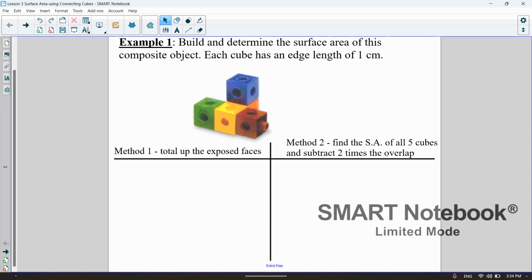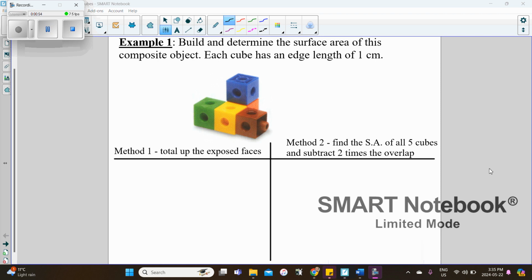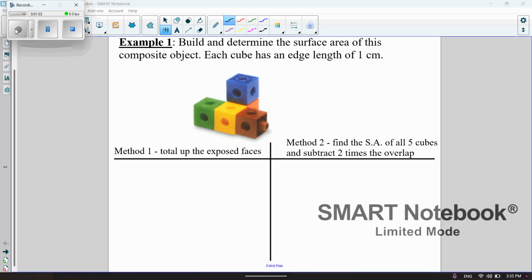So I'm going to show you 2 different ways that you can do this. I have already created the object in front of me. The first method is going to be to add up total exposed spaces. In order to do this, we have to consider 6 different views.